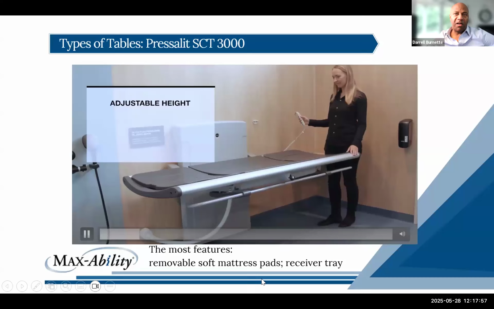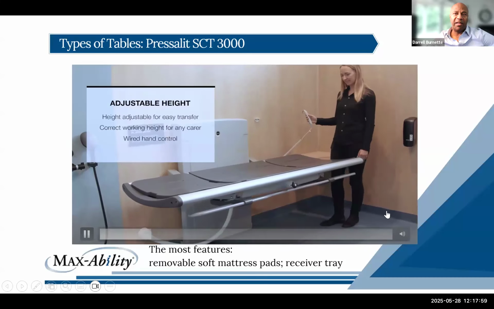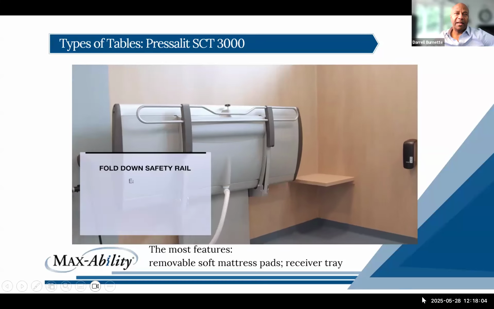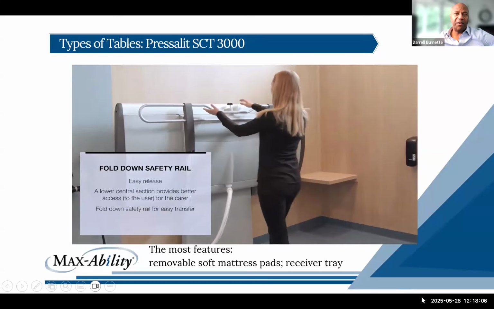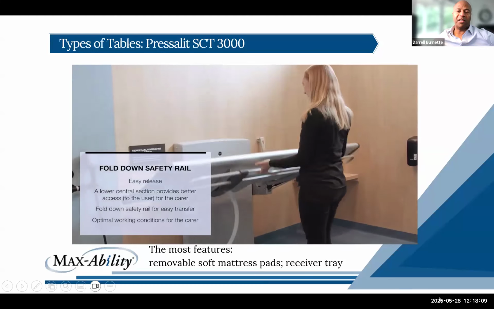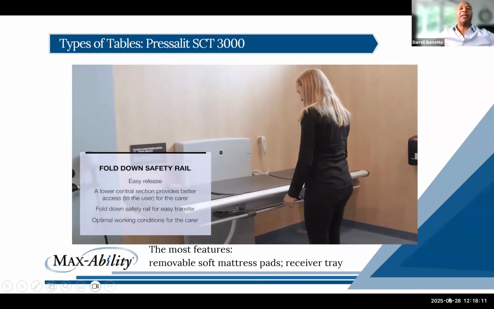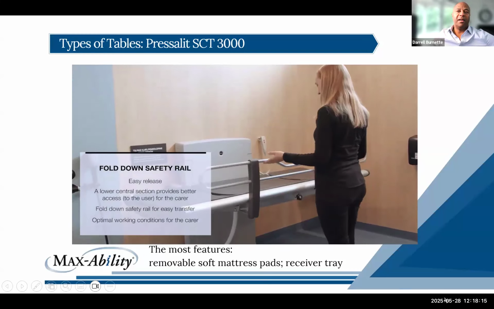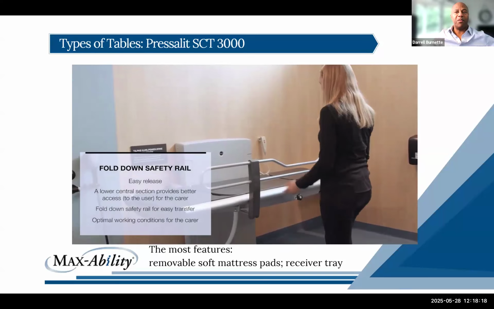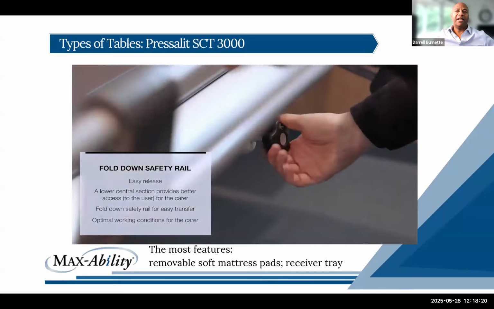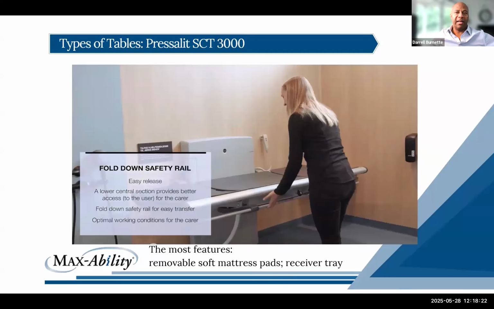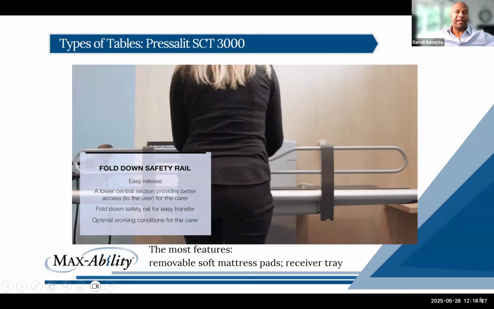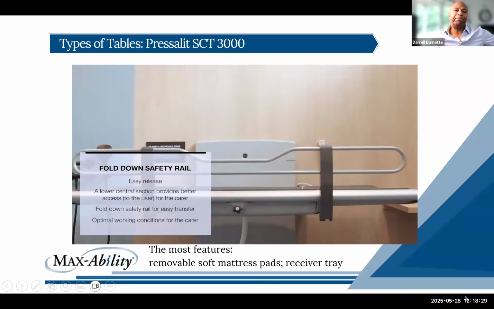Height adjustment with the wall control. This is a hand control on this one. Fold down safety rail with use of one hand. It just turns and then you pull it outward. It just comes out and under. Sometimes people think you push it back, but once you release it, it just flows back underneath the table. And most tables do need to have a safety rail if they're going to be in public.